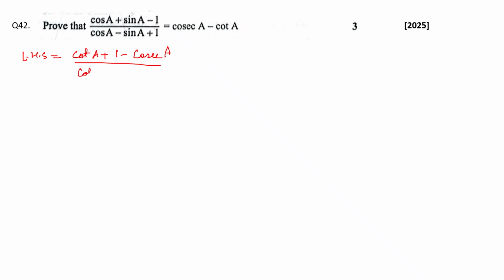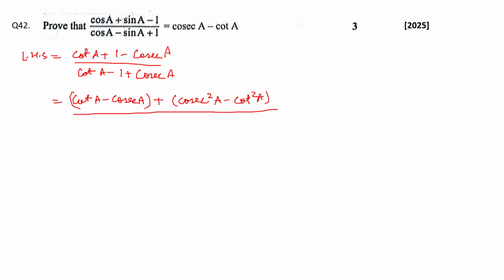Same way, the denominator will become cot A minus 1 plus cosec A. Let's rearrange it: cot A minus cosec A. And I'm going to use the identity also. 1, I'm going to use as cosec square A minus cot square A. This is the identity. And the denominator I'm going to leave as it is: cot A minus 1 plus cosec A.